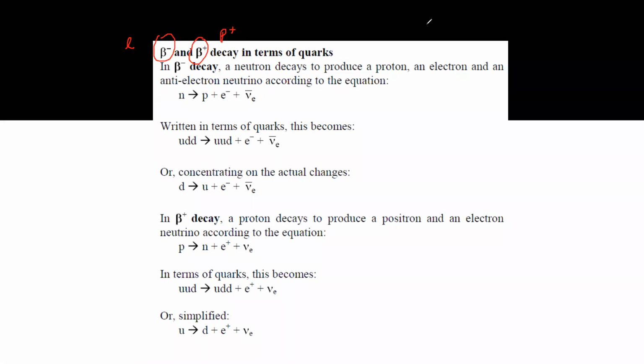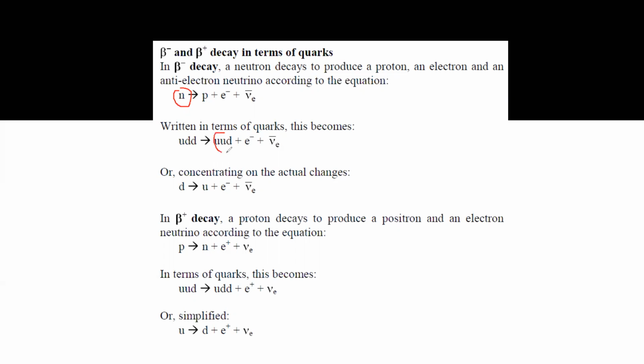So for example, in a beta decay, a neutron decays to produce a proton, an electron, and an anti-electron neutrino, according to this equation. So if a neutron breaks into a proton, electron, and anti-electron neutrino, we can also write this equation in terms of quarks. What is a neutron? A neutron is actually up, down, down. And what is a proton? A proton is up, up, and down.